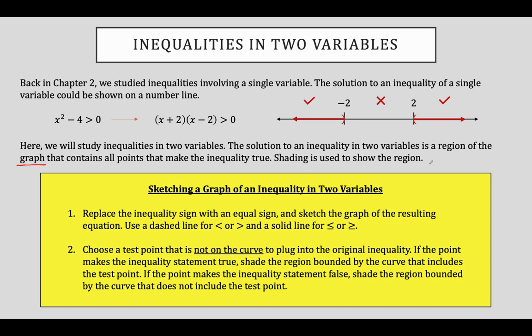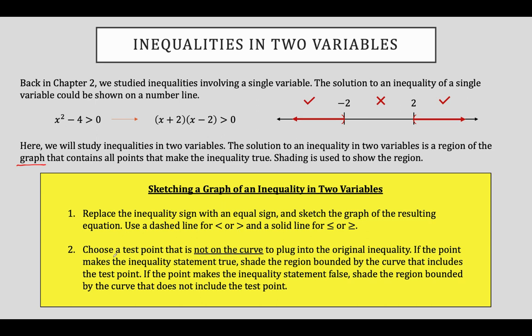So here are our steps for sketching a graph of an inequality in two variables. Only two steps. Step number 1, replace the inequality sign with an equal sign and sketch the graph of the resulting equation. Use a dashed line when we're dealing with less than or greater than, and a solid line when we are dealing with less than or equal to or greater than or equal to. So if there's an equal to component, use a solid line. If there is no equal to component, just use a dashed line.